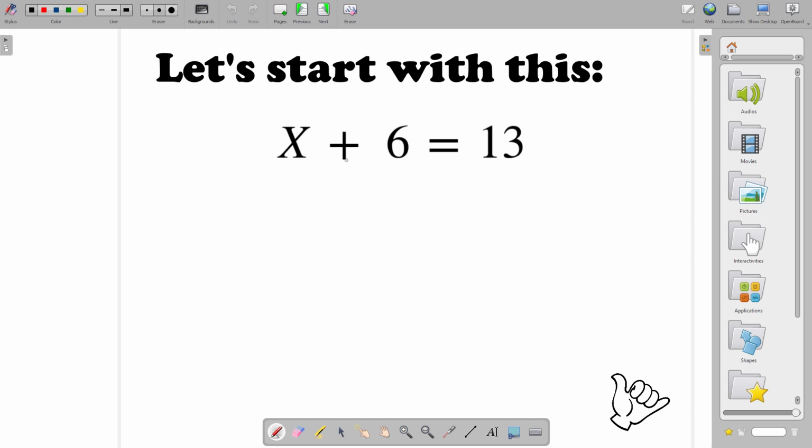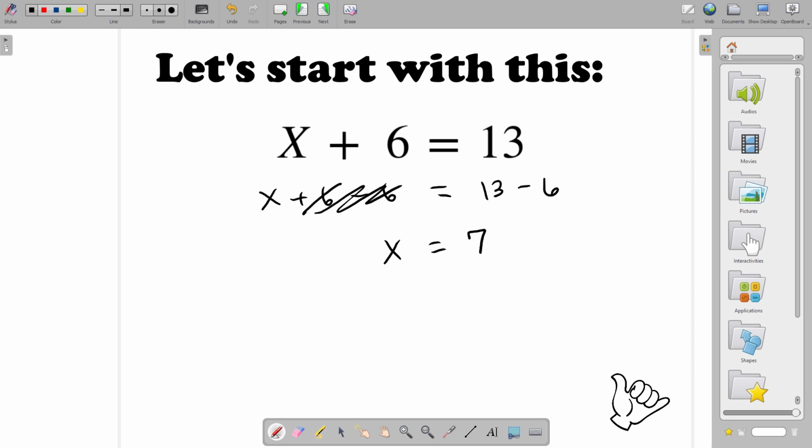We have our variable. We're adding 6 to it. I need to get the x by itself. So the way I can undo this plus 6 is by subtracting 6 on this side, because positive 6 minus 6 is going to give me 0. If I do that on this side, I must do that on this side. So the 6's add out. I'm left with x on the left side, and on the right side, 13 minus 6 is 7.